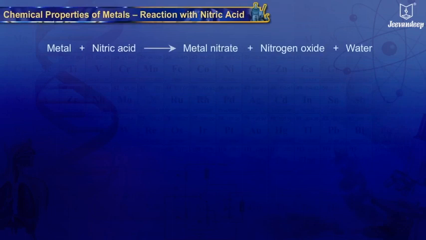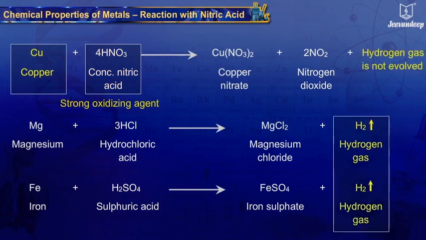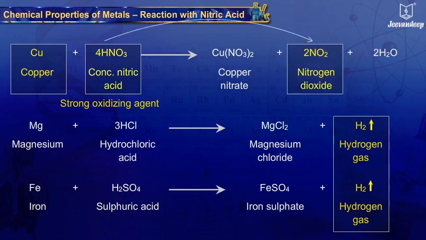Reaction of metals with nitric acid. Nitric acid is a strong oxidizing agent. So, when a metal reacts with nitric acid, hydrogen gas is not evolved, since it oxidizes the evolved hydrogen to water, and itself gets reduced to nitrogen oxide.